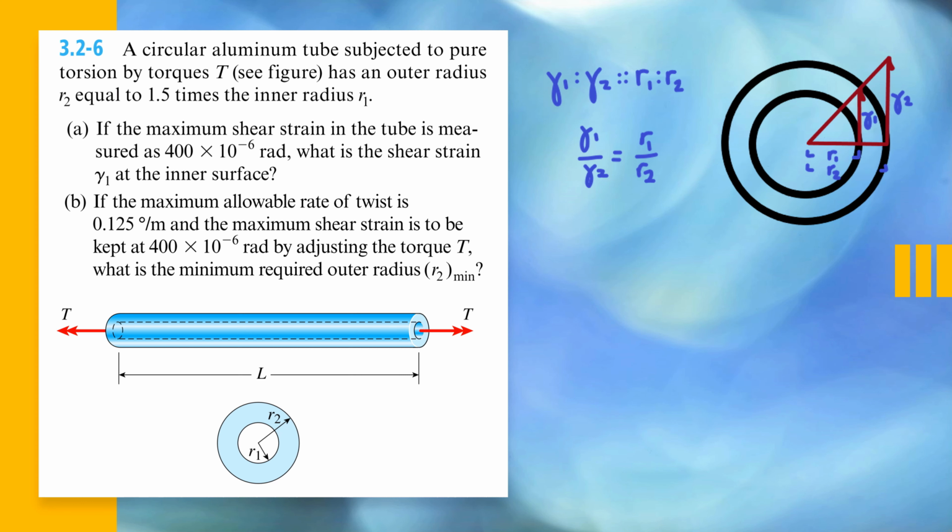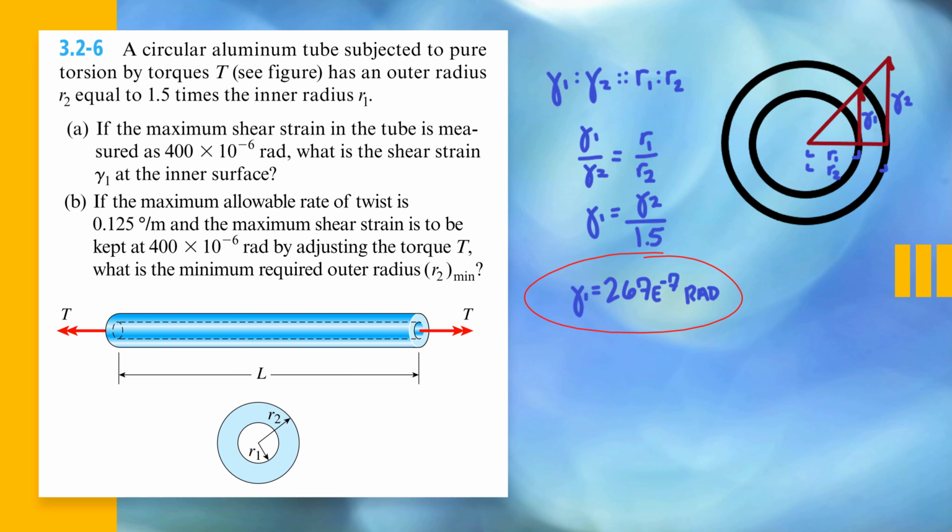ratio equation here. Since we already know r2 is 1.5 times the inner radius r1, and we have those flipped, if I multiply my gamma 2 to the other side, then it's going to be divided by 1.5, and I can find my inner shear strain.